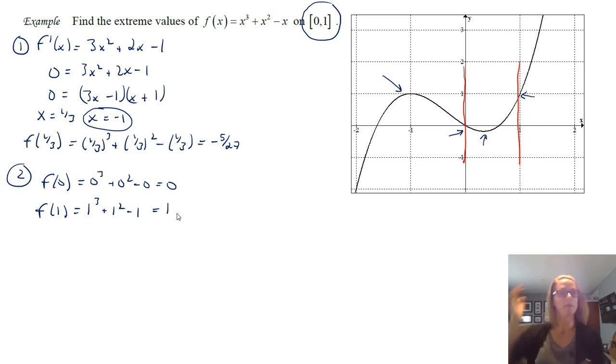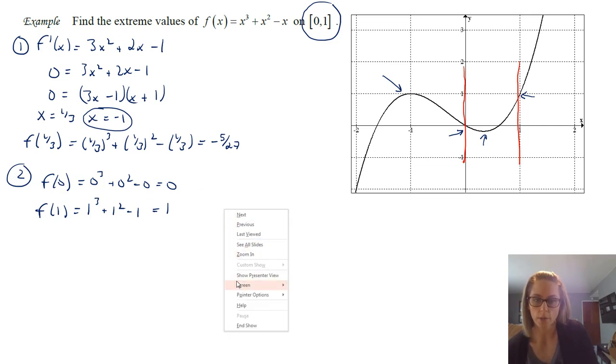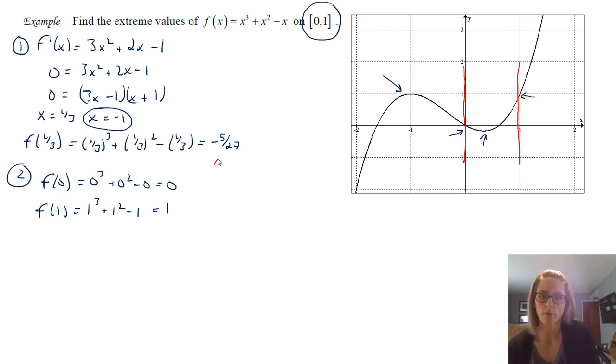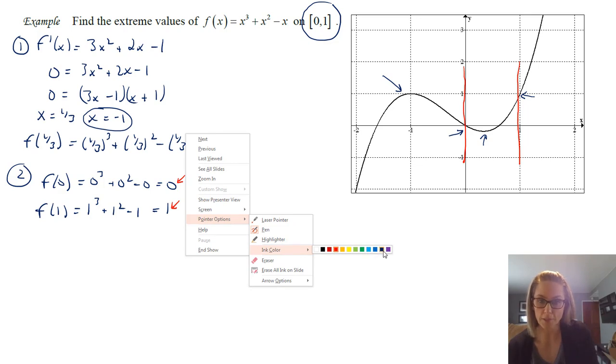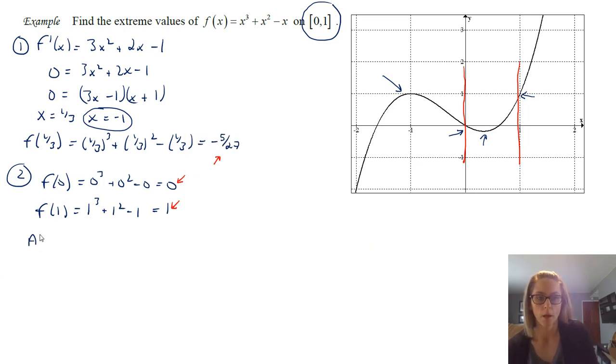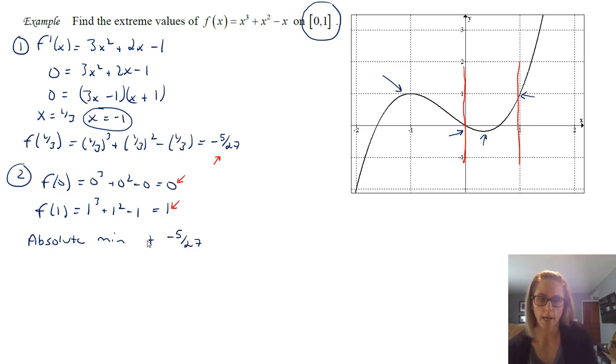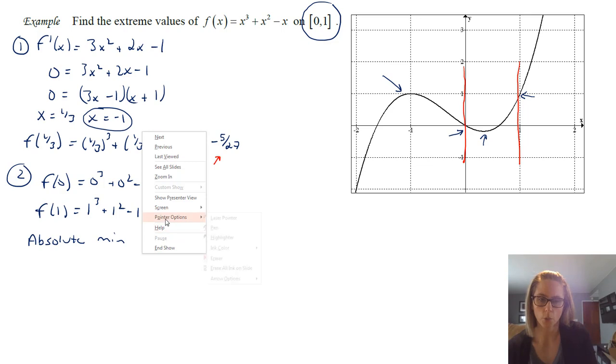So what we have here is 3 different y values. And that's all we're looking at here. That's all we're caring about at this point in time. So we have a y value of -5/27, a y value of 0, a y value of 1. And now we just have to decide which of those is the largest number and which is the smallest. So we can see we are going to have an absolute minimum at the smallest y value, -5/27. And what might be better for me to write would be that the minimum value, so I'll use the word of, that's better.